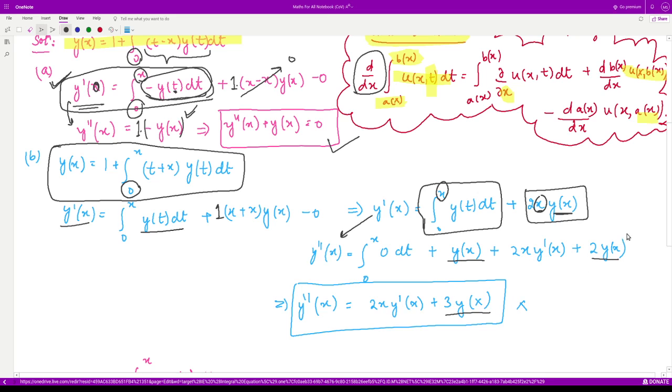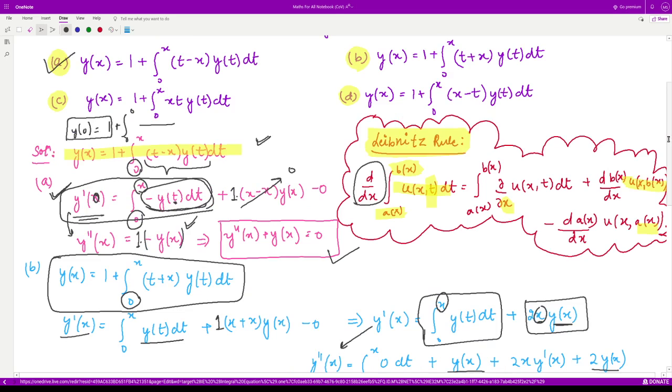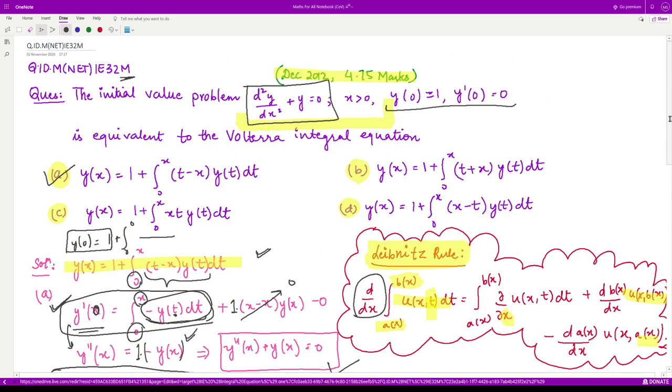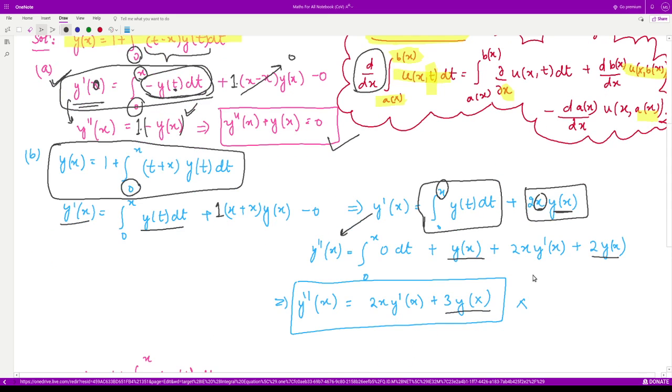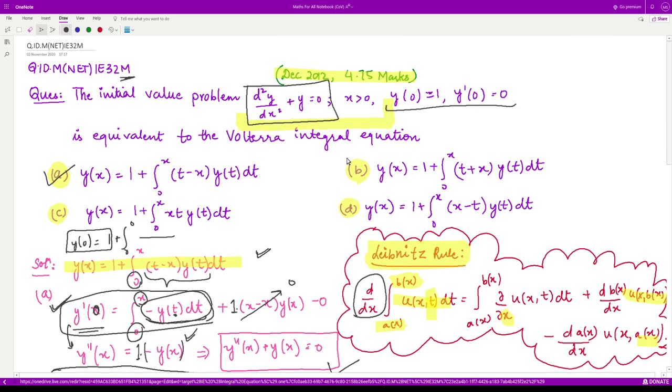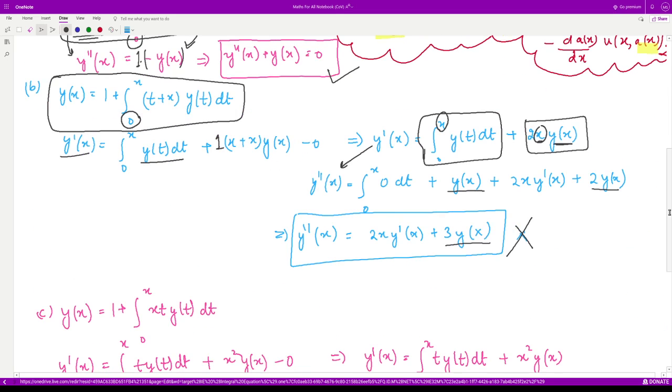Now this does not match with the one given in our question, therefore this option is discarded. So this is not the correct option. So option B is not the correct option. Let us look at third and fourth.